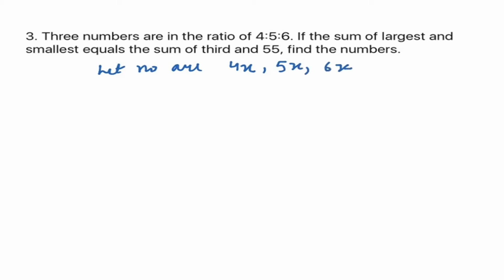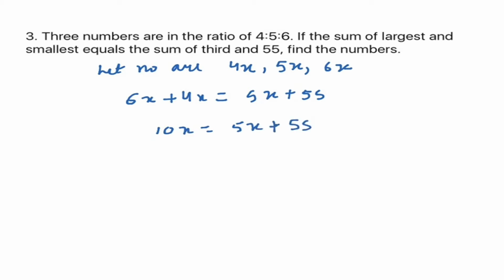Now the next step is the sum of the largest, largest means 6x, and the smallest means 4x. That is equal to the sum of the third, the left one is 5x, plus 55. So in the second step we covered how we make the equation. Now we will add these two. 10x equals 5x plus 55.